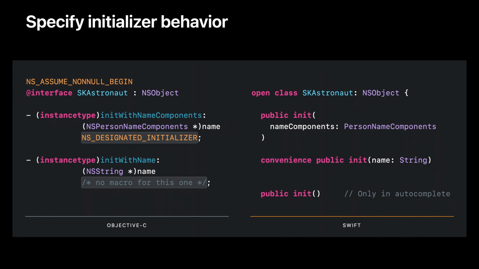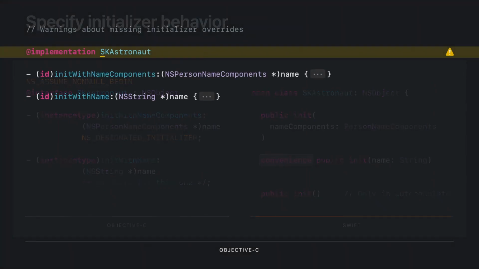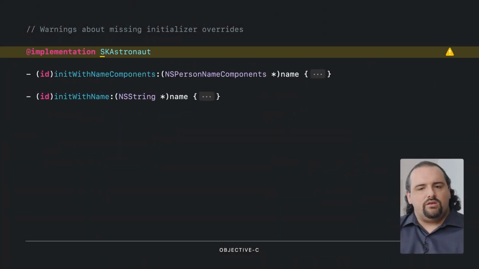In SpaceKit, you'll mark init with name components as designated, while leaving init with name alone. Once you're done, Swift will recognize that init name is a convenience initializer and mark it with the convenience keyword. At this point, you may start seeing warnings in your Objective-C implementation files about superclass designated initializers that you need to override. These were latent bugs. If someone had used one of them, your object wouldn't have been initialized correctly.